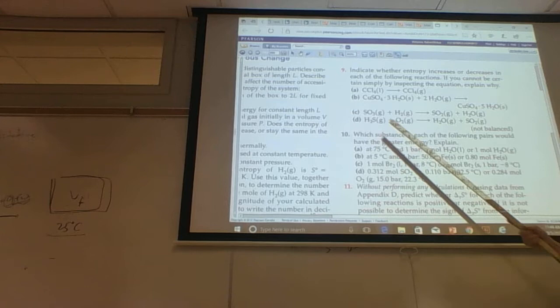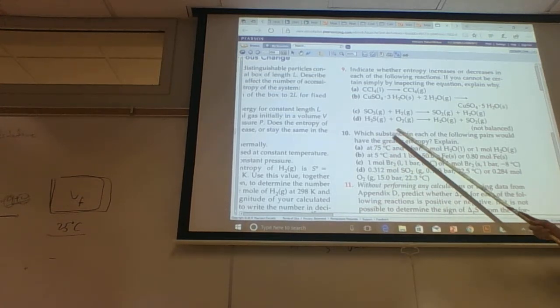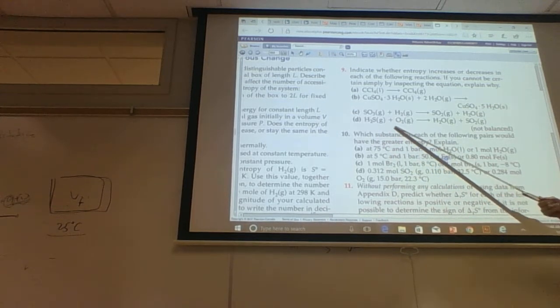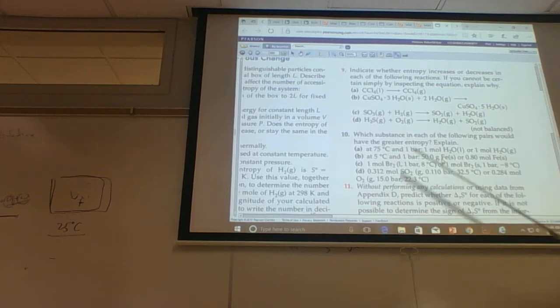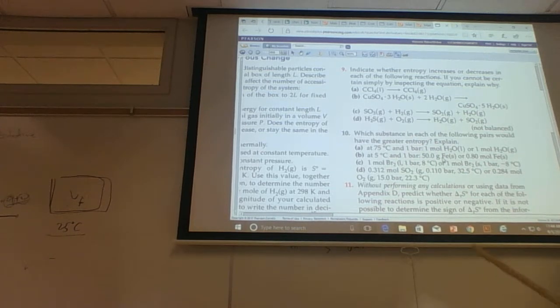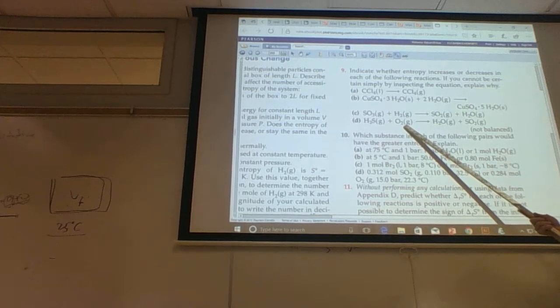D. This is not balanced, but you can kind of get the idea. What type of reaction is this? This is a redox reaction too. And I see a very common oxidizer. The common oxidizer is O2. Right? O2 is a strong oxidizer.